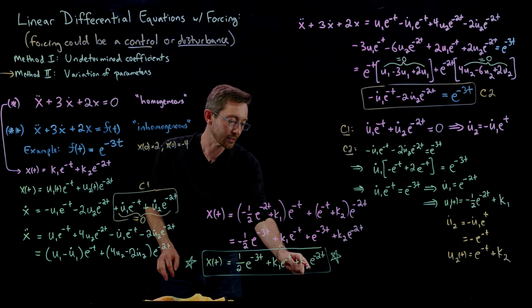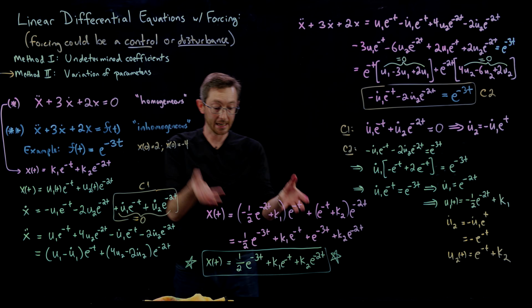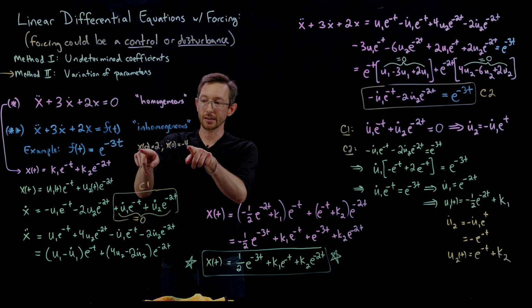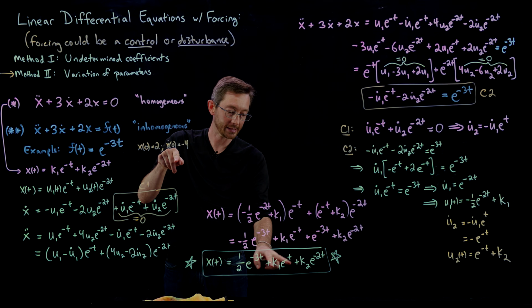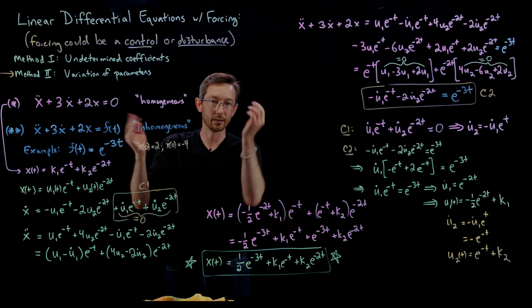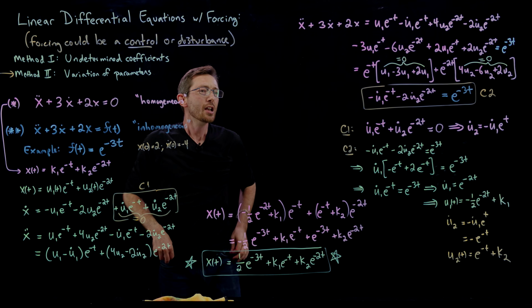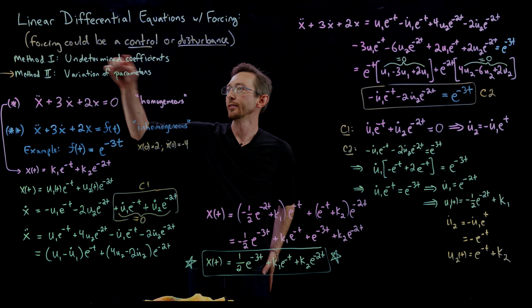And of course, you would find these constants k1 and k2 by taking this expression and evaluating it at 0, and taking its derivative and evaluating it at 0, and then solving for the k1 and k2 that make these initial conditions work. So this was a lot more work than the method of undetermined coefficients.